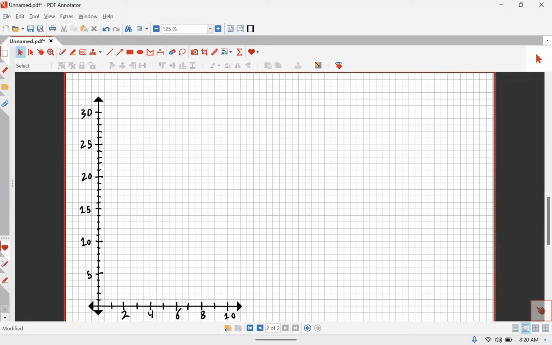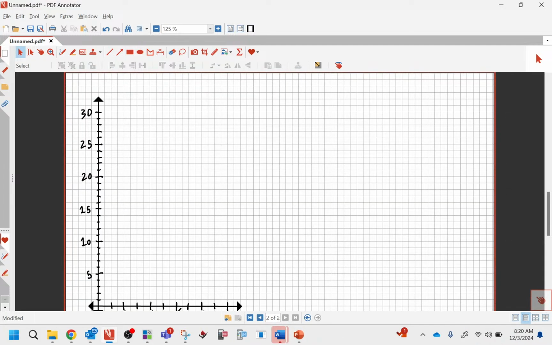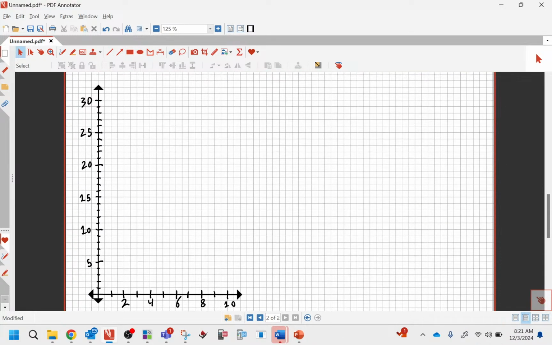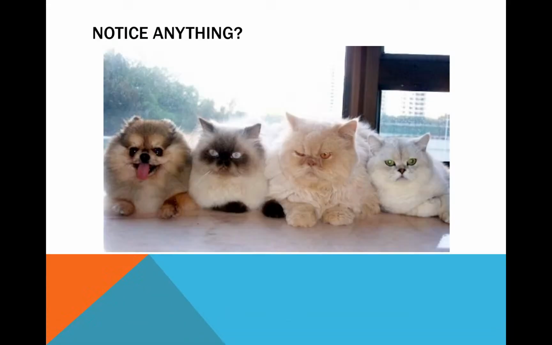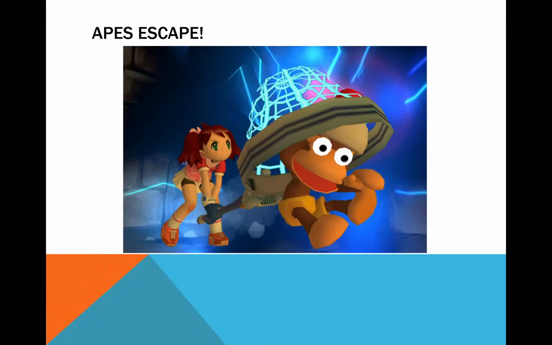And while you guys are doing that, let's go ahead and introduce this story. We probably are going to have to take this story into tomorrow, so make sure you hang on to this paper because I don't want you to lose that, because we're going to start with that tomorrow, okay? Apes Escape!